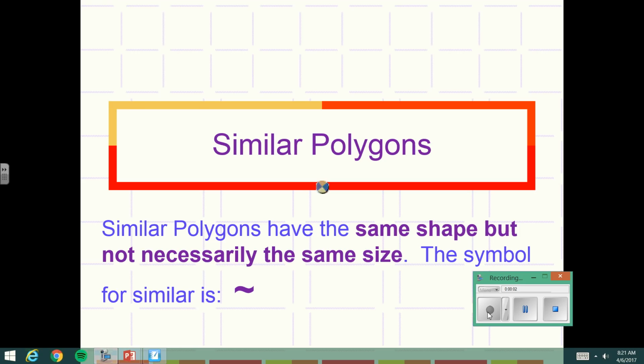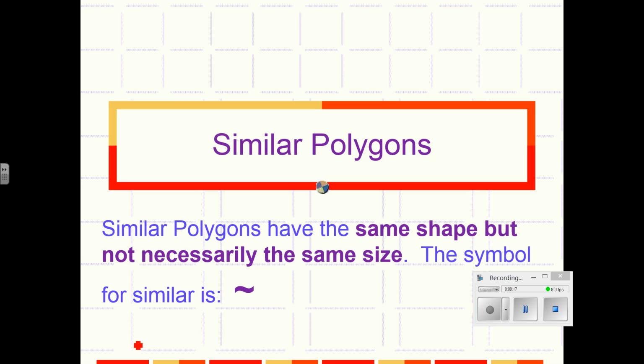All right, so the other day we talked about congruent polygons, and congruent polygons were basically clones of one another. Anything that was a congruent figure was exactly the same in its angles and its shape and its size as another figure. But today we're talking about similar, and similar means something slightly different than what congruent means. Similar figures are basically scale models of one another. So similar polygons have the same shape, but not necessarily the same size.